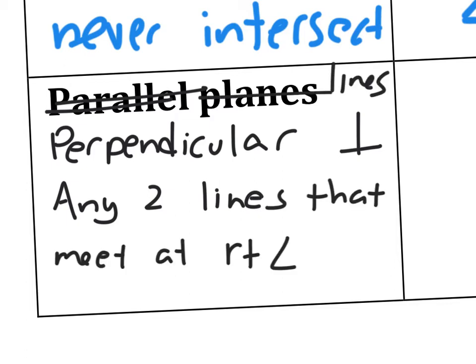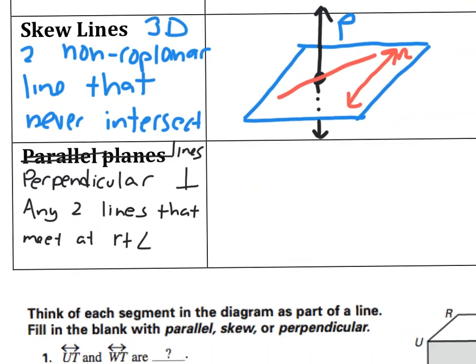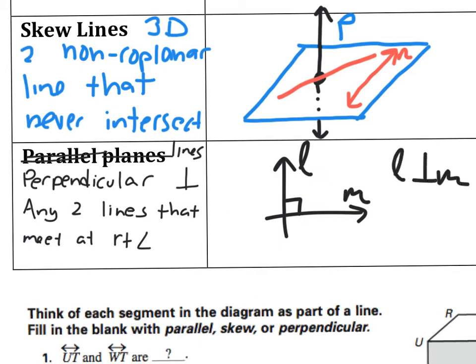Perpendicular lines are any two lines that meet at a right angle. Notice I didn't say anything about coplanar, because the moment they meet, they're coplanar. That's a given. So clearly, you can just draw that line and that line, and as long as you have the right angle there, you can say L and M. L is perpendicular to M. And it doesn't matter the orientation.